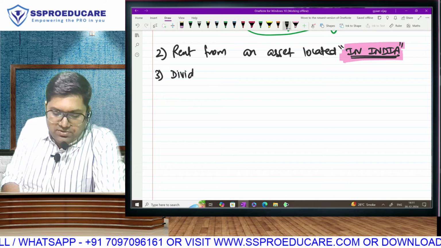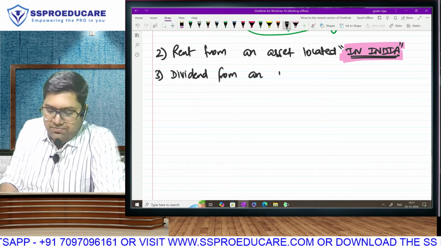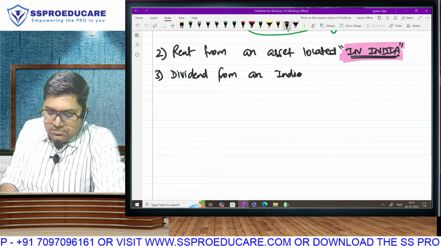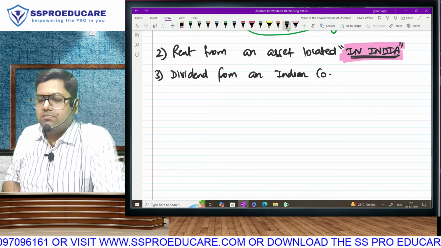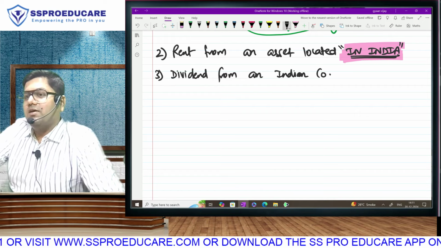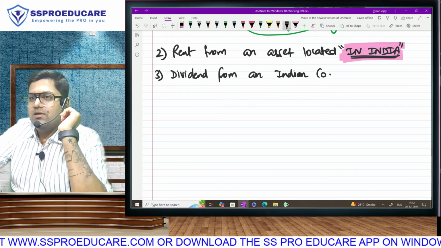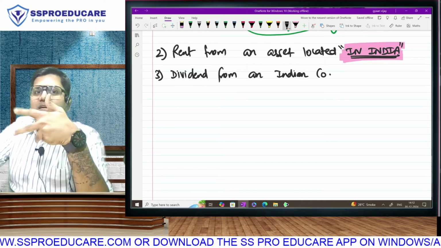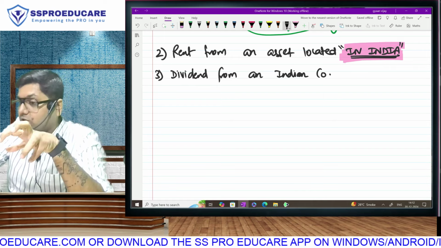Any dividend that you receive from an Indian company will be considered as Indian income. Now again, see, what is this point trying to say? If you understand that, then only you will understand why is this point. That way it is very simple, sir. Dividend from Indian company has to be Indian income. But you are not understanding what.